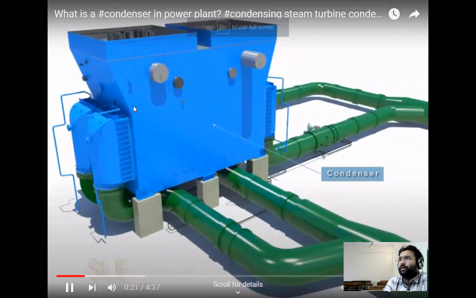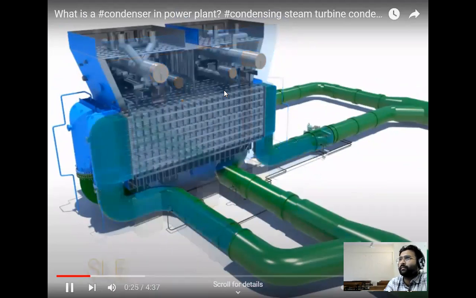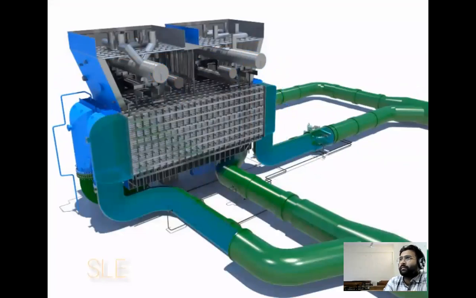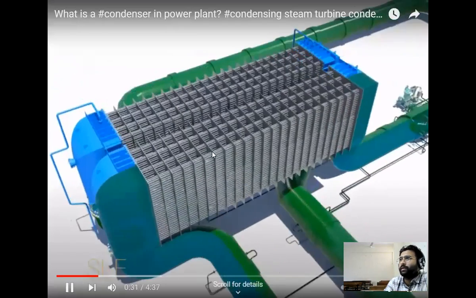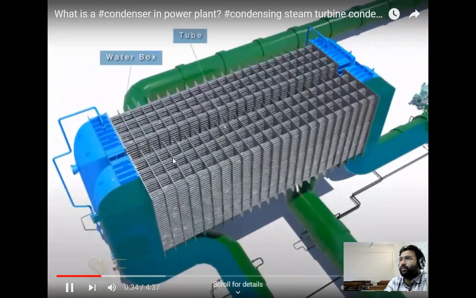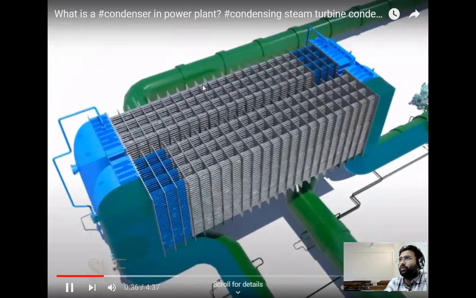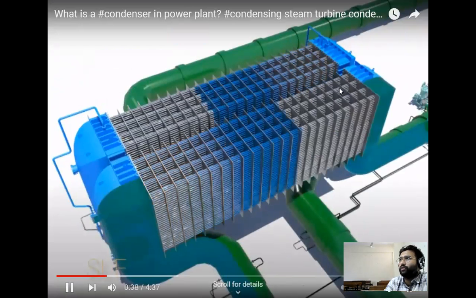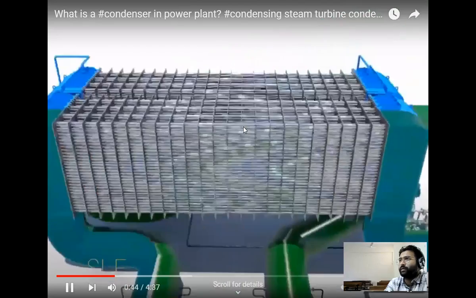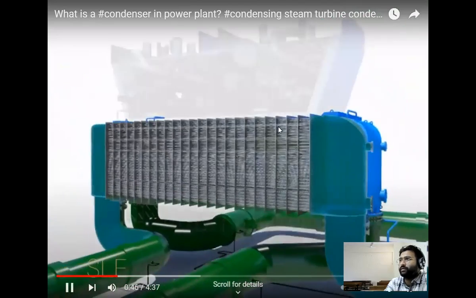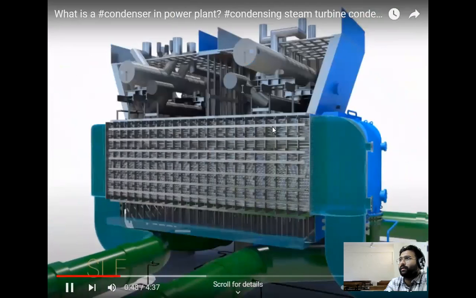This is a condenser unit. This is the main part of the condenser. There are the plates for the maximum heat transfer. Then there are the tubes. In these tubes, the water will flow, and these plates act as a maximizer of the heat transfer. These are also called plate heat exchangers because a plate is there.